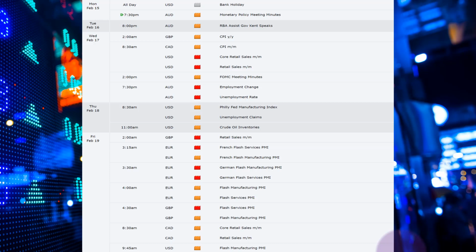Wednesday, 8:30 a.m., New York Session, Canadian impact is medium for CPI number for that currency. High impact for U.S. dollar core retail sales. And later in the day, 2 p.m., medium impact FOMC meeting minutes. And then 7:30 p.m., Australian dollar high impact employment change and unemployment rate.